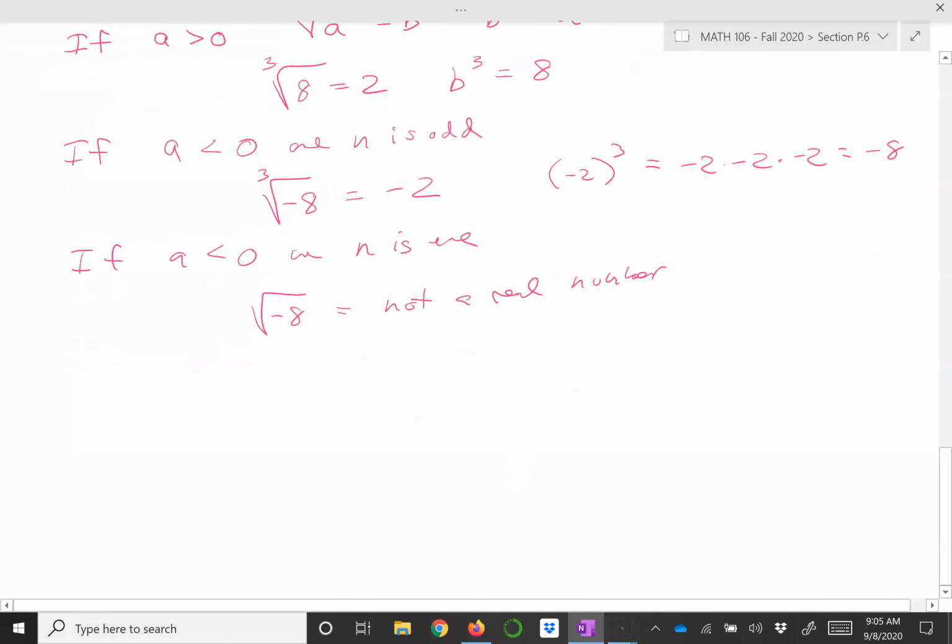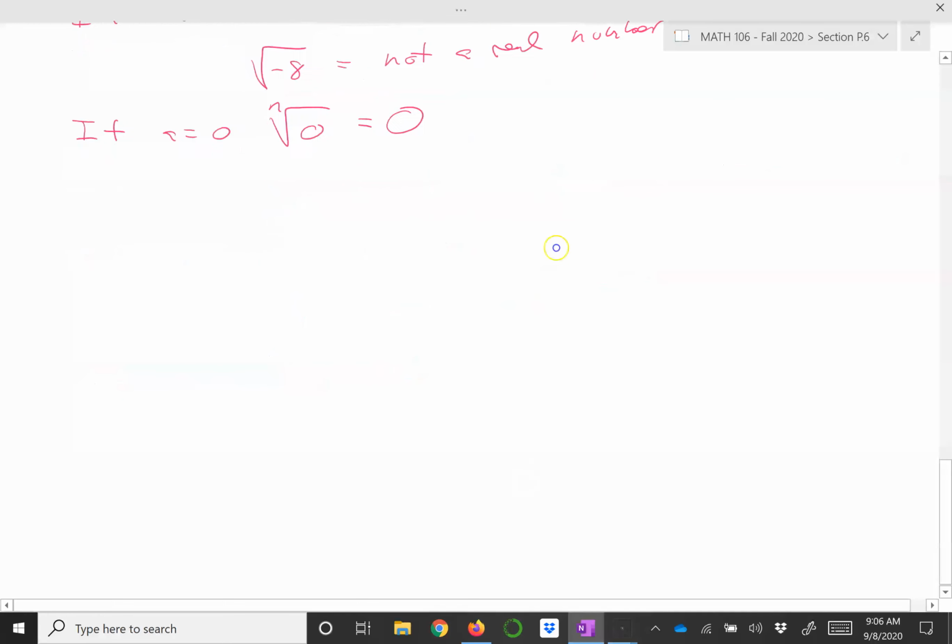And the last thing would be, if a is 0. Can you take the square root of 0, or the nth root of 0? Yeah, it turns out you can. It's just 0. Okay, so that's pretty simple. Is there anything else on this page? All right, so let's just look at a couple of examples.